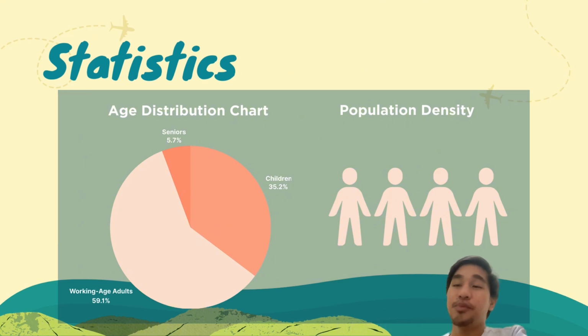So the age distribution chart, as I've said earlier: 5.7% are the senior dependents, 35.2% are the children, or the young dependents, and what makes up most of the population is the working age adults, or the workforce of the population, which makes up 59.1%. So for the population density, there are about 4.26. As the graph shows, there are at least 4 people in each household.